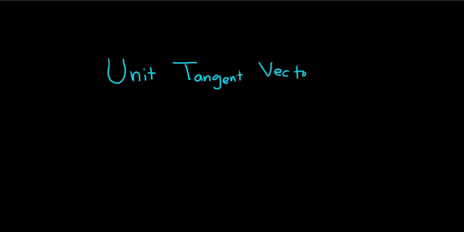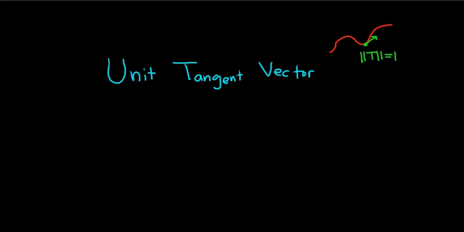As the name indicates, it's a tangent vector. So if you were to have, say, a curve that looks like this, your tangent vector would be a vector that is tangent, and it's a unit vector. If we let capital T denote our unit tangent vector, that would mean that the magnitude is equal to 1. So it's a unit vector, in other words, a vector whose magnitude is 1, and it's tangent.